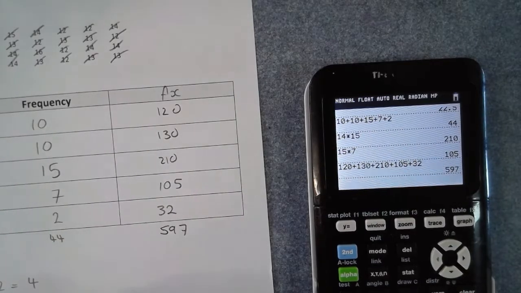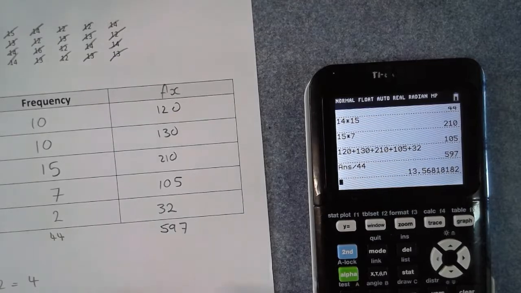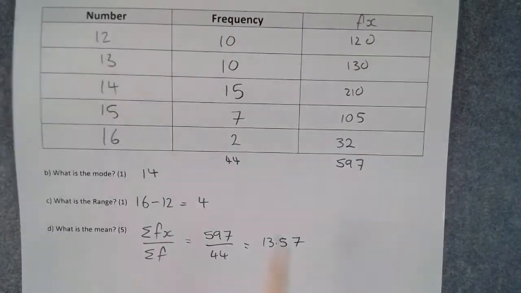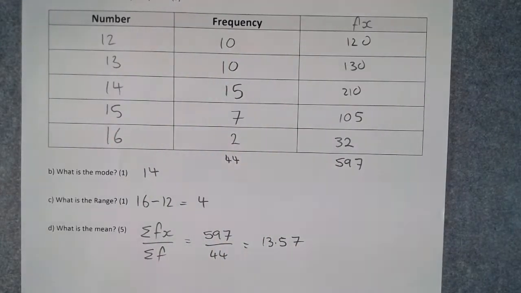So our mean must be 597 divided by 44, which is 13.57 to 2 decimal places. And that looks about right again. Most of the numbers are around this area, so our average age was 13.57.